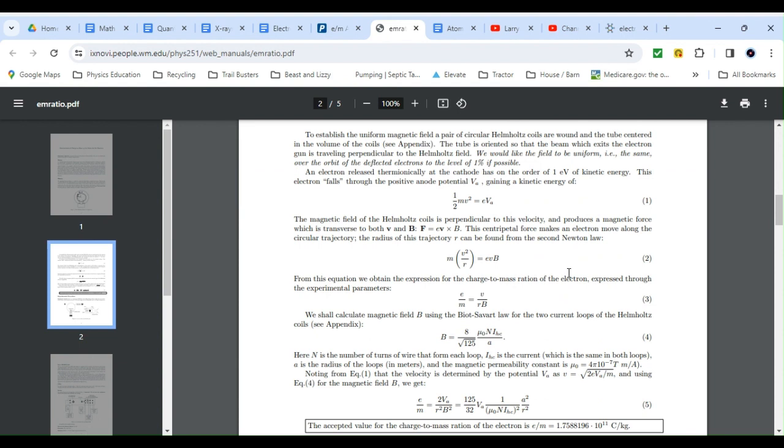Here's our first formula: 1/2 mv squared equals E times V sub A. What is this all about? Well, 1/2 mv squared goes back to some physics. This is the kinetic energy of the electron. We're trying to measure some mass and stuff like that. The m is for the mass of the electron.